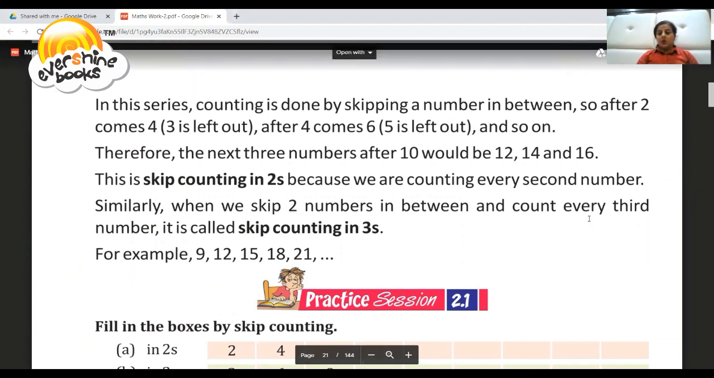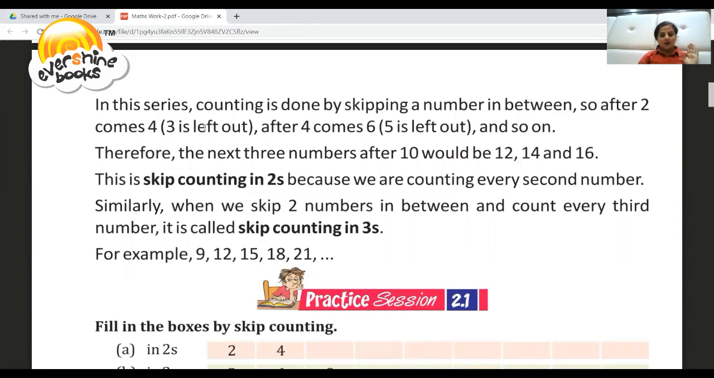Okay, so after 2 comes 4. 3 is left out. After 4, 6 comes. Why? Because 5 is left out, and so on. Therefore, next 3 numbers after 10 would be 12, 14, 16. This is skip counting in twos because we are counting every second number.